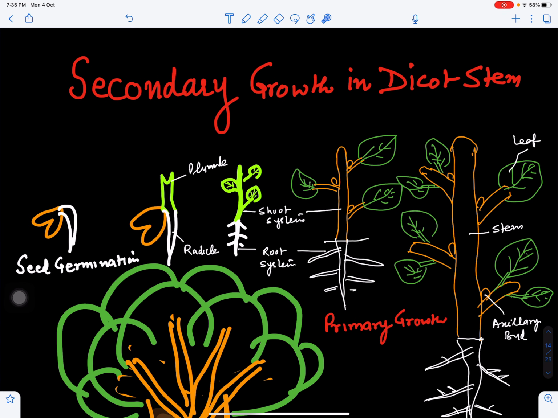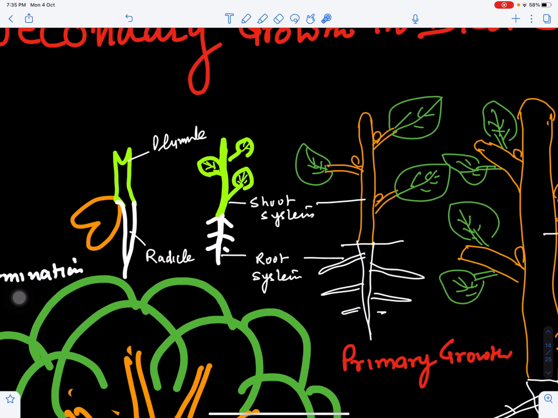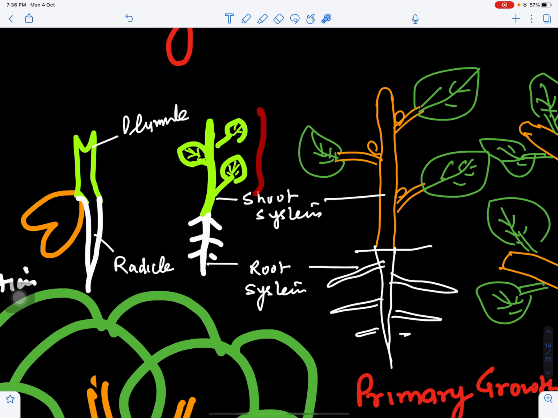Now if we germinate the seed, the first thing which comes out during germination is the radicle. Then the plumule comes out. Radicle forms the root system and plumule forms the shoot system. So this is the shoot system and this is the root system. So what is the shoot system? This is stem, branches, buds, axillary bud and leaves. And this is the root system. Root system is a taproot system.